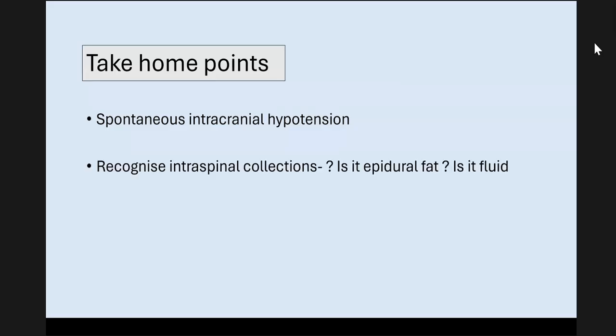Okay, so the take home points from the last few cases would be spontaneous intracranial hypotension. Remember the radiological features, the intracranial features, and how to investigate further. Recognize intraspinal collections. Okay, maybe easy to miss, particularly if the technique and the quality of the scan is not great, then it is very easy to miss. So if you see something inside the spinal canal, is it epidural fat or is it fluid? That's very important to identify.